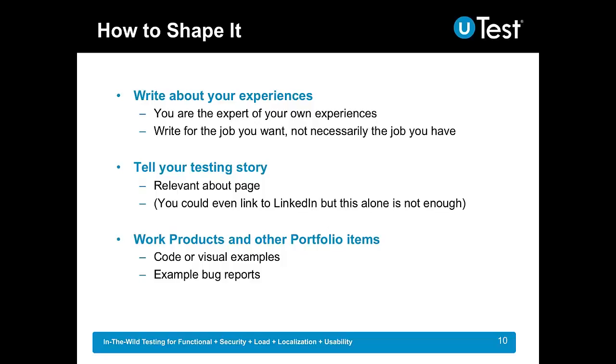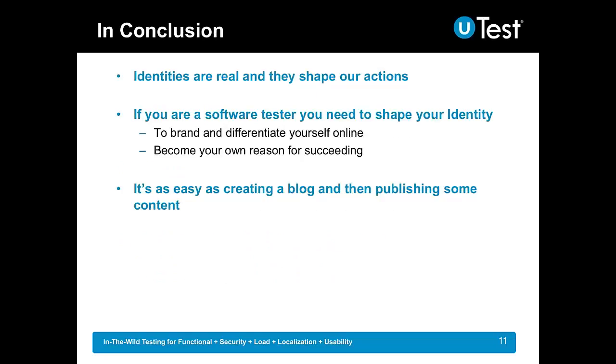So I know this webinar, the point of it, once you understand that identities are real, you have one now, and they shape our actions. They're shaping your actions right now. And as a software tester, you need to put out that online identity to brand and differentiate yourself. Like I said, you're one of 1 million testers, give or take, in the world, and very few of us are actually online in communities talking about this sort of thing, shaping and becoming our own reasons for succeeding.